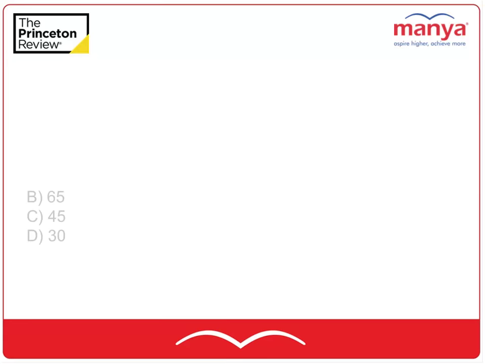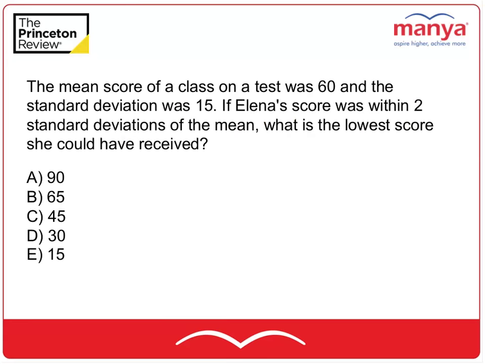Now moving on to the next question here, which also involves the standard deviation. The mean score of a class on a test was 60 and the standard deviation was 15. If Elena's score was within 2 standard deviations of the mean, what is the lowest score she could have received? So what is the important word in the question which we should be knowing? The mean is 60 and standard deviation is 15, and Elena's score was within 2 standard deviations of the mean. What is the lowest score she could have received?